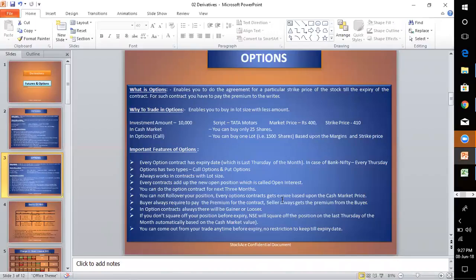You are doing a contract. An option is also a contract between you and another person. You are asking to pay something as a premium, or time value, or intrinsic value, and the other person is asking for money. So that money is going to that person.